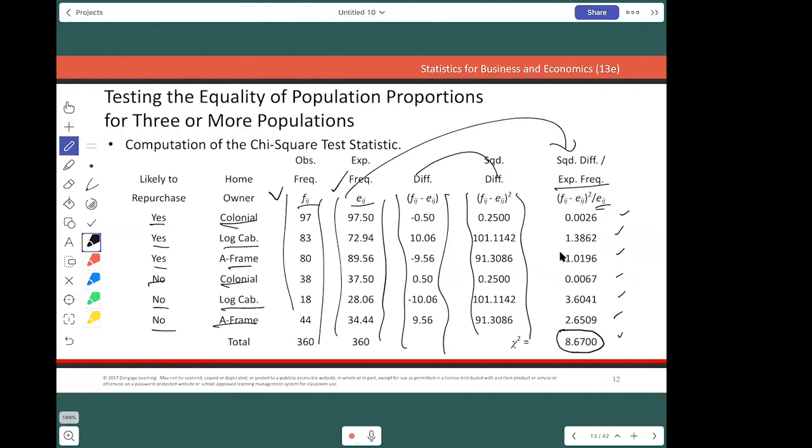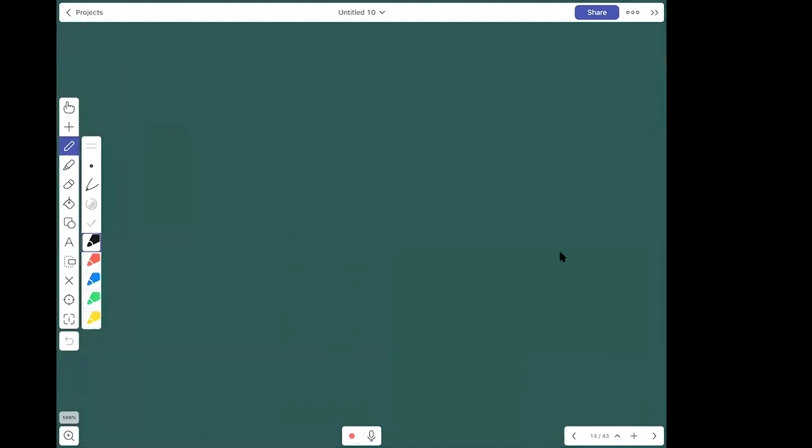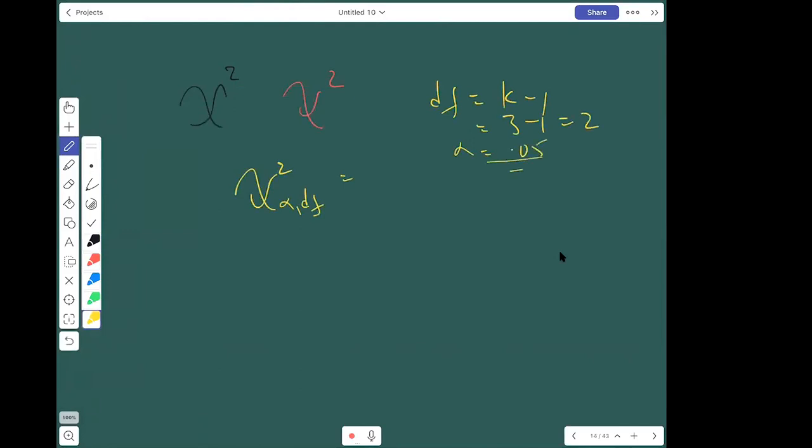We must compute what the critical value is. And the critical value, chi-squared, let's put a different color, like this color, chi-squared, that looks much prettier. Alpha, degrees of freedom. In this case, our degrees of freedom is k minus 1. How many populations do we have? 3 minus 1 is equal to 2. Our alpha value is 0.05. So we're looking for chi-squared 0.05, 2. What's our critical value?